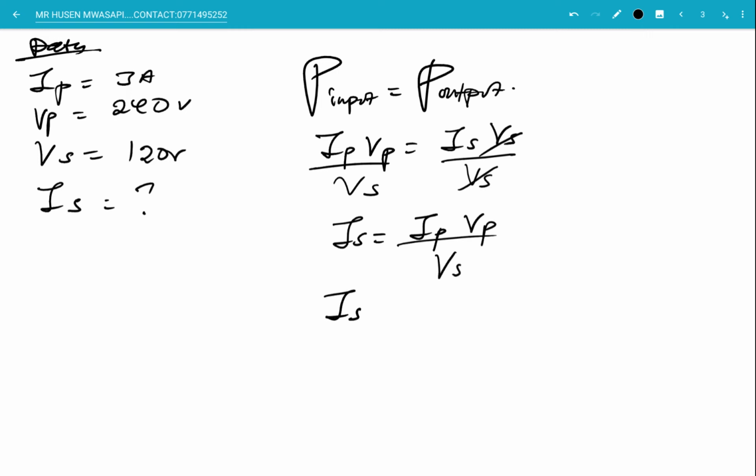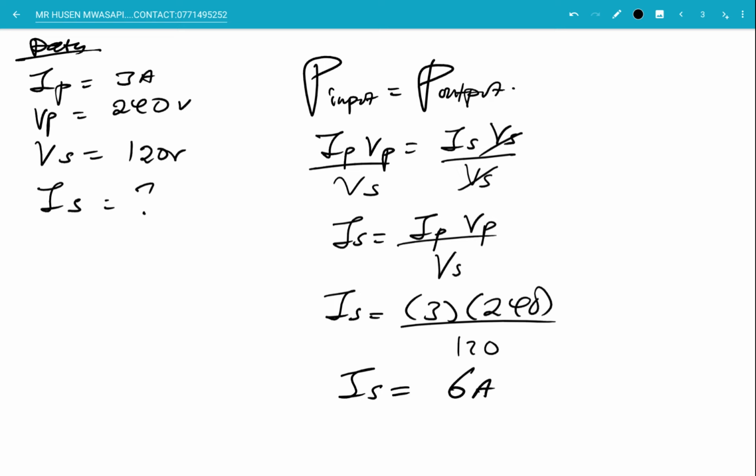So the current in the secondary is equal to 3 as the current in the primary, times the voltage in the primary being equal to 240, divided by the voltage in the secondary, which we found to be 120. If you compute this, you get your current in your secondary to be equivalent to 6 amps. And this concludes the questions that we are looking at in this video.